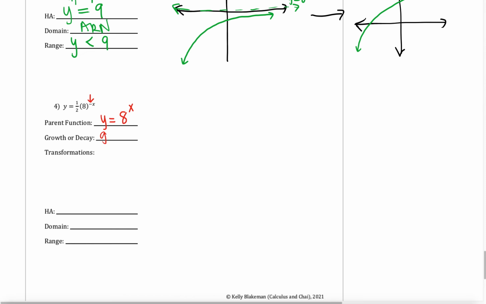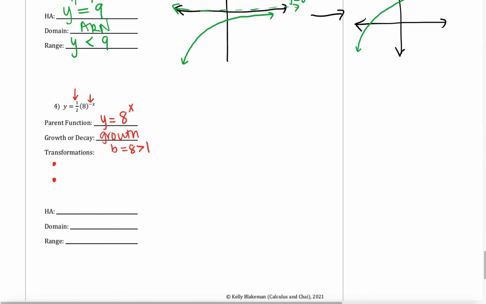So we're back to having an exponential growth, and that's happening because our base here is bigger than 1. How many transformations does this example have? In this case, we're going to have 2 transformations. The 1/2 is a transformation, and so is that negative sign.